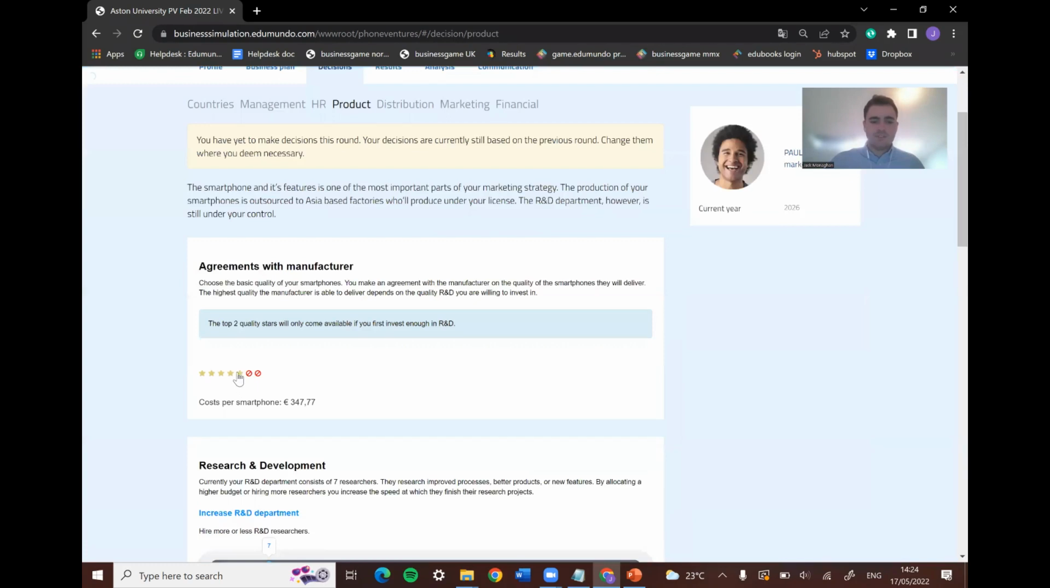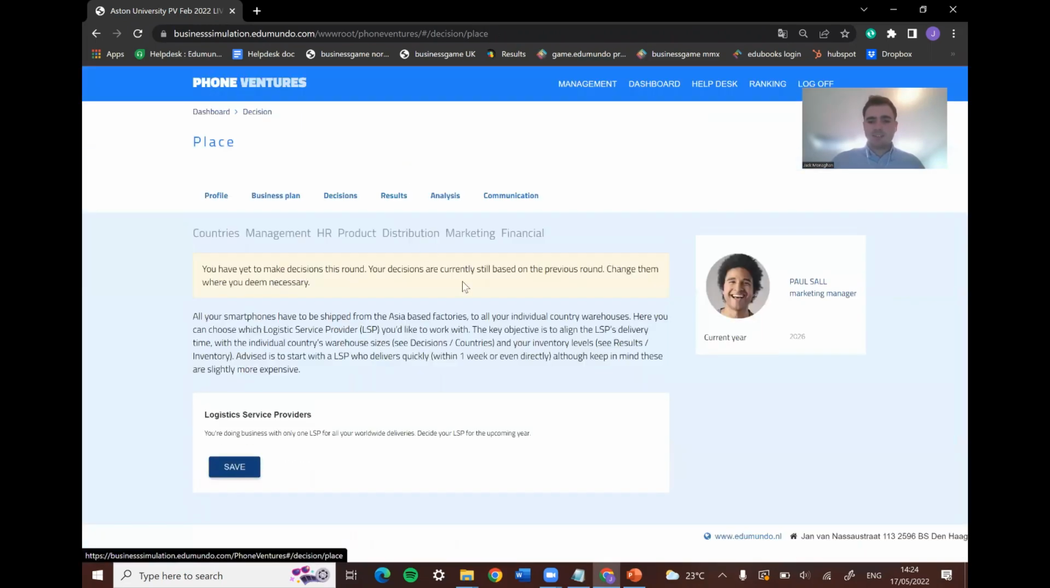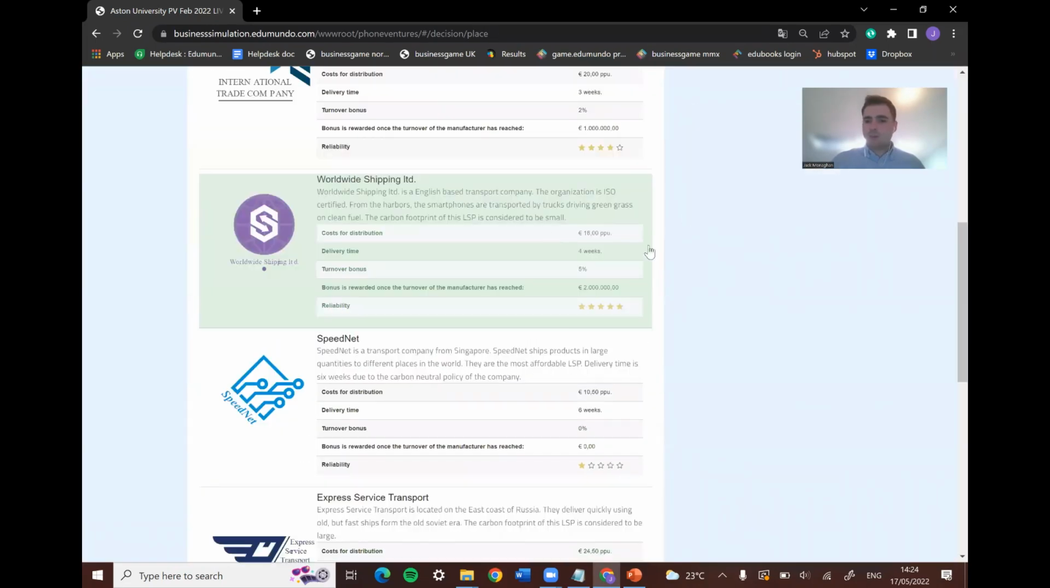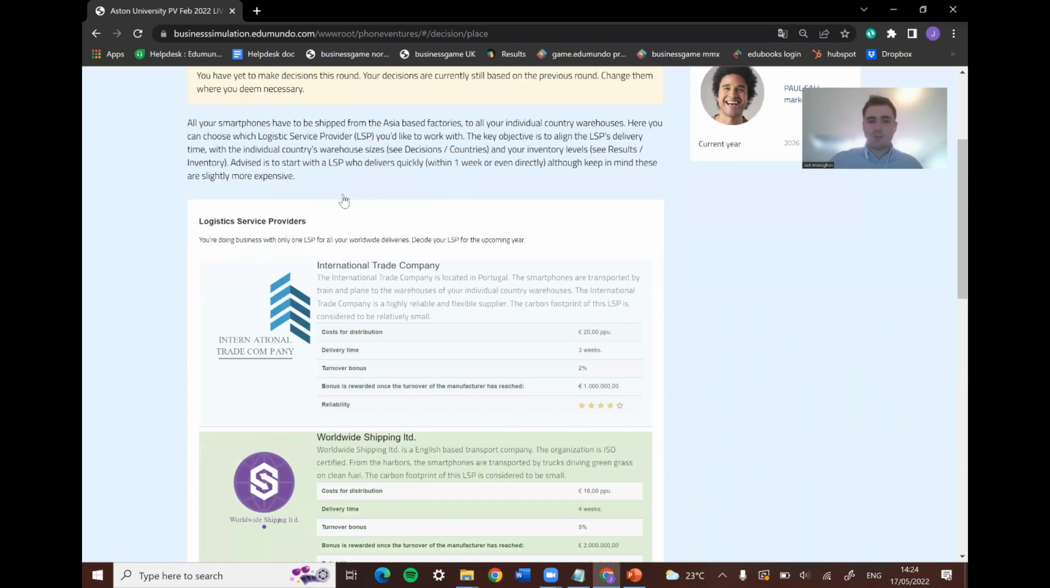which is at 5 stars. So keep in mind the price or the cost, which is around 350. Then we're going to select a distributor. We're going to keep with this one, which is only 16 euros. We're going to add those together. So all in all, we'll call it around 370-ish for the total cost of this product.